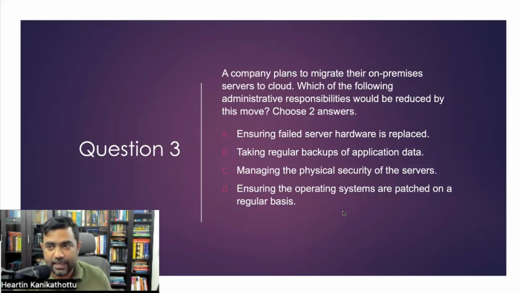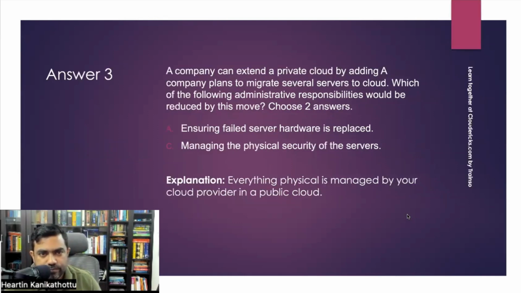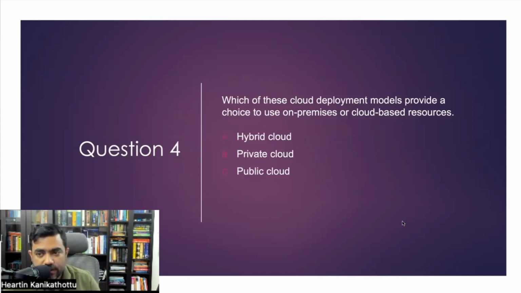A company plans to migrate their on-premises servers to cloud. Which of the following administrative responsibilities would be reduced by this move? Quickly try to answer. There are two answers, A and C: ensuring a failed server hardware is replaced, and managing physical security. Anything physical, anything hardware, is all abstracted away in cloud. Which of these cloud deployment models provide a choice to use on-premises or cloud-based services? It's very easy, right? Hybrid.